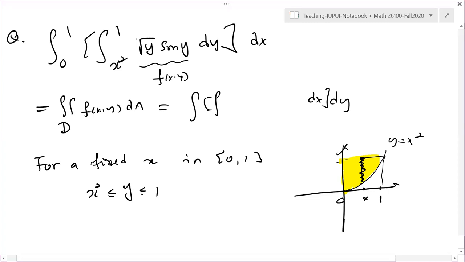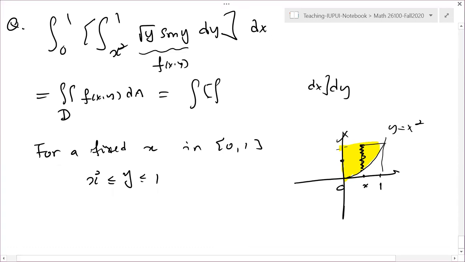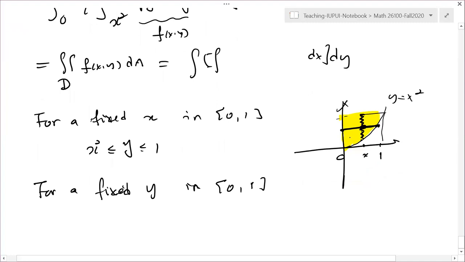Now once we get D, I can do it for the other order. So for fixed y, y is also in the interval from 0 to 1. And what is x? What is the x variable so that the point is still inside the domain? The x variable clearly has lower bound 0, right? The upper bound depends. If we solve for x, that should be square root of y.